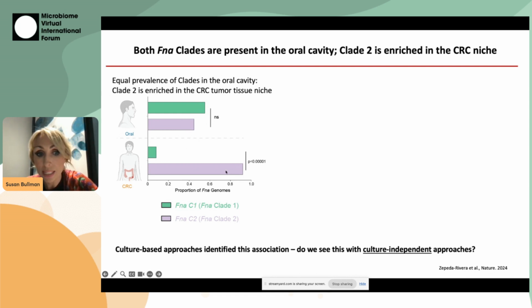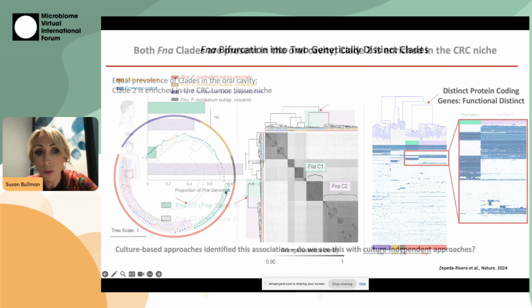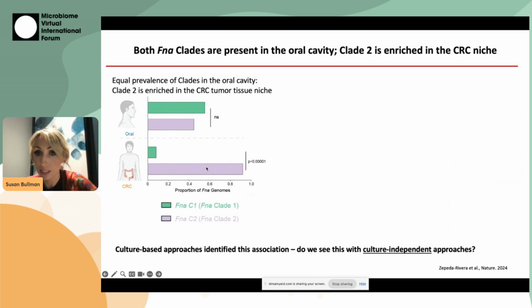Yet it was only this clade 2, so this purple clade, so again, if we look back at the color scheme, we're calling this group here on the left clade 2, and this green group clade 1. It was only this clade 2 that was significantly enriched in the colorectal tumor niche. And why this is interesting is because both of these groups were being classed through 16S as subspecies animalis, but through whole genome sequencing, they're clearly genomically distinct groups.